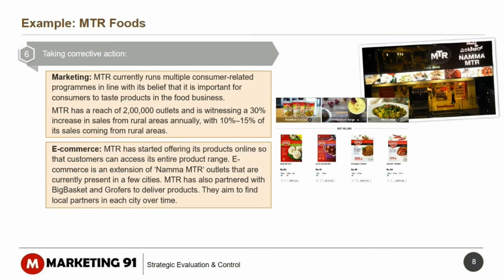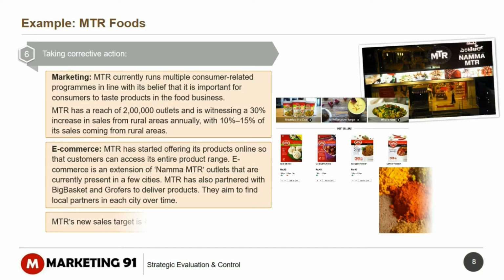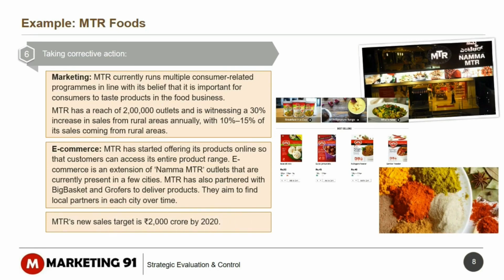E-commerce. MTR has started offering its products online so that customers can access its entire product range. E-commerce is an extension of Nama MTR outlets that are currently present in a few cities. MTR has also partnered with Big Basket and Grofers to deliver products. They aim to find local partners in each city over time. MTR's new sales target is Rs 2,000 crore by 2020.